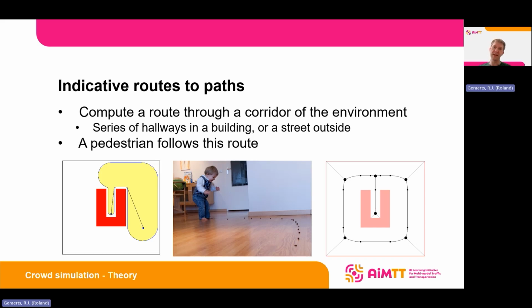So in summary, level 4 determines the route through the environment, while level 3 ensures that the pedestrian follows that route. Together, these levels translate the destination into a navigable path that guides movement through the simulated environment.